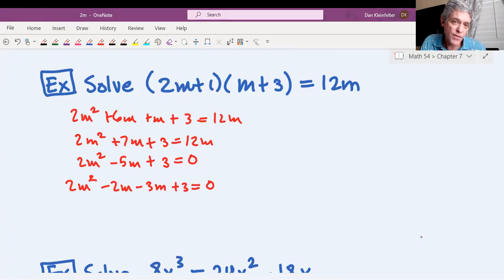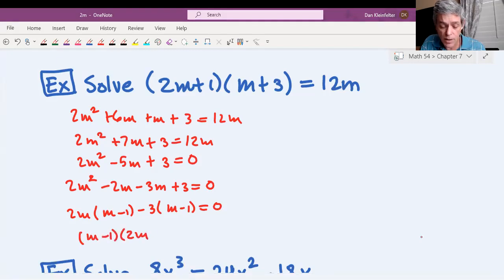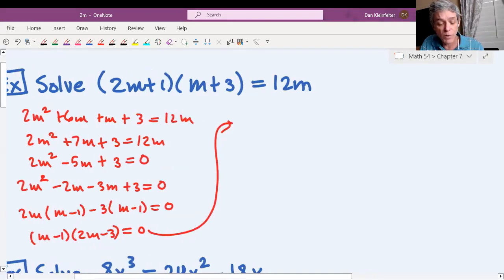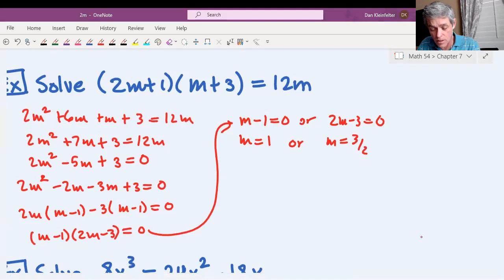Then continuing to factor by grouping, common factor of 2m in the first two terms and negative 3 in the second two terms. So factoring out that m minus 1, we'll have 2m minus 3 left behind. So now we're almost done actually. We'll have m minus 1 equals 0, or 2m minus 3 equals 0. That means that m has to be 1 or m has to be 3/2. So 1, 3/2 are our two solutions.